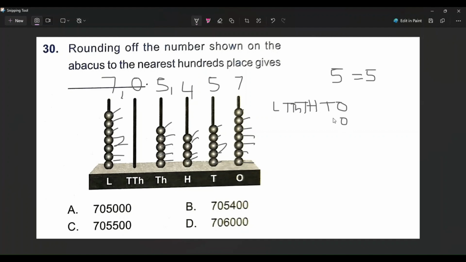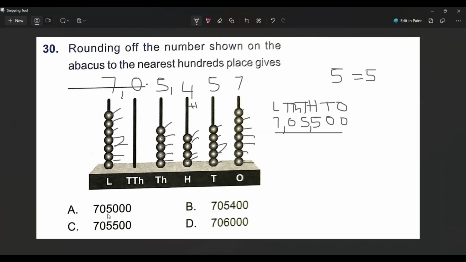Put 0 in ones place, 0 in tens place. So hundreds place is rounded off. Add 1 to it. So 4 plus 1 is nothing but 5. Hundreds place becomes 5. Thousands place remains same, 5. 10,000 place is same, 0. Lakhs place is same, 7. So our number is now 7 lakh 5,500. This is the answer, children.